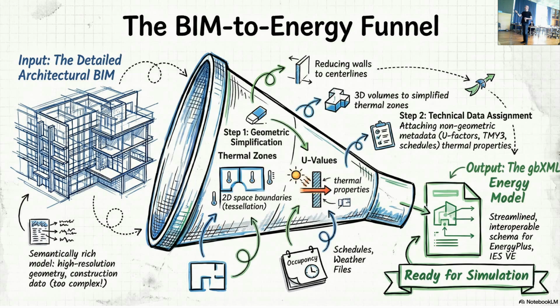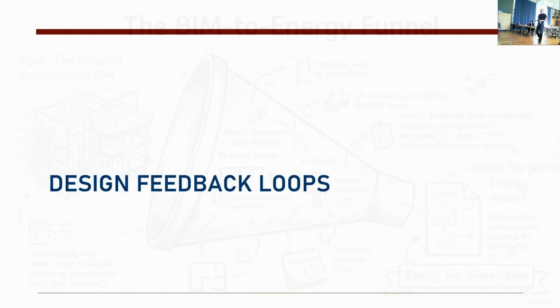Okay? Geometric simplifications, U values, 3D volumes simplified into thermal zones, technical data like U values, etc. And then as a result, you create an output. In this case, this graph is talking about the GBXML file, but we don't use it much anymore. Probably the software still creates these and sends them over the web to cloud services, for instance, or these files are created in the cloud or between cloud services, but we don't deal with these much anymore, okay?